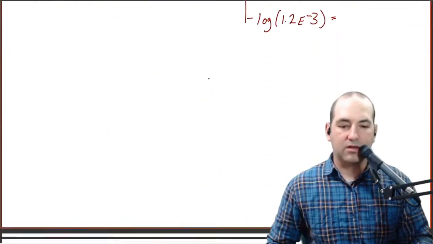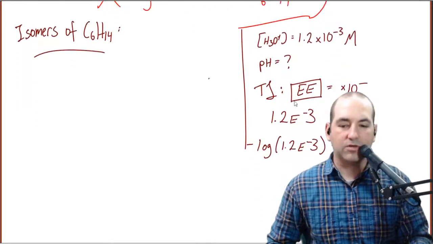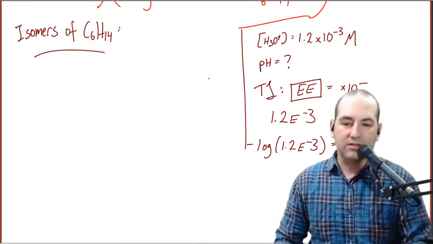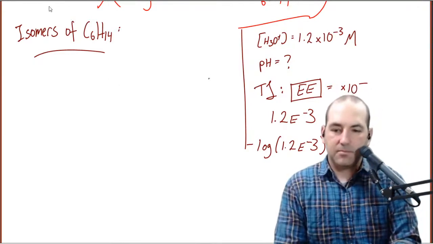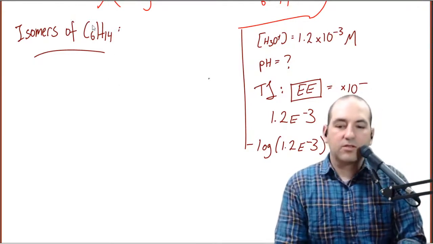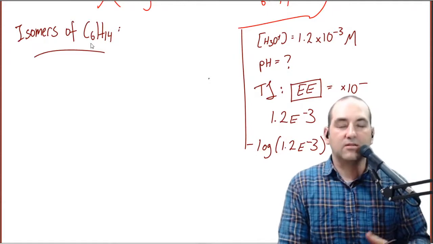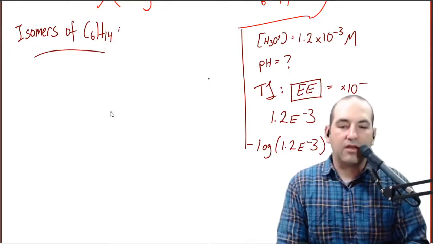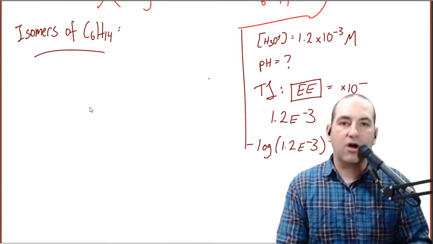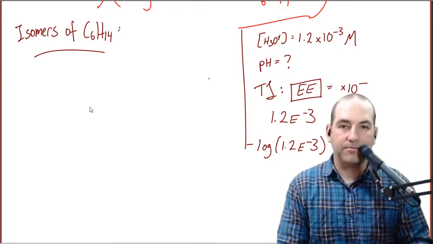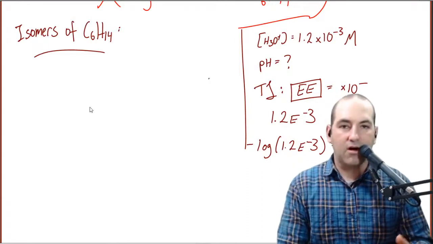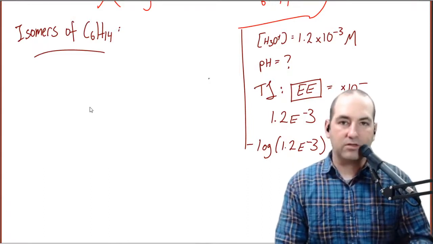Okay, let's take a look at our isomers. So we'll do these isomers of C6H14 first, and then we'll go back and look at C6H10. So for C6H14, we need 6 carbons, 14 hydrogens. And there's a couple ways you can do this. You can draw it out completely the whole time, or you can sort of play around with the carbons first and then add the hydrogens afterwards.